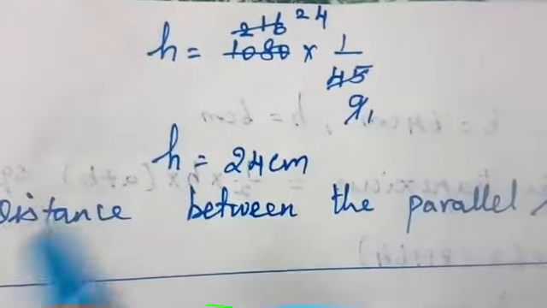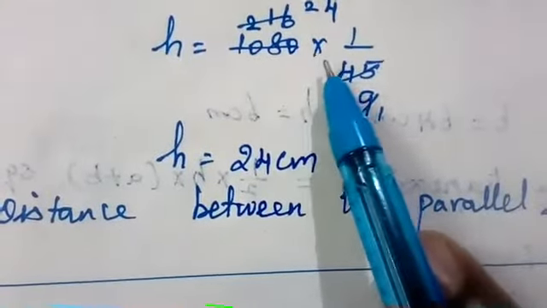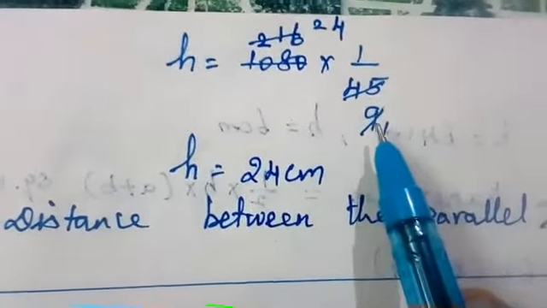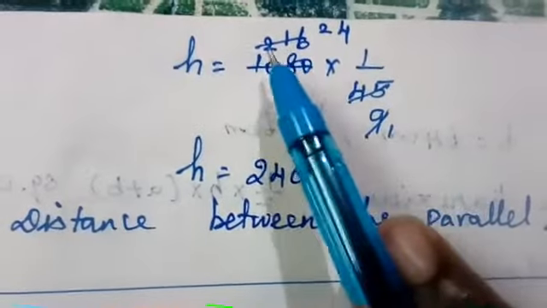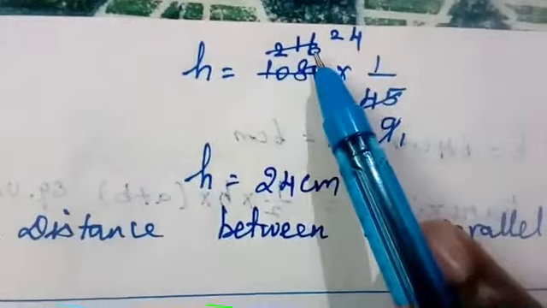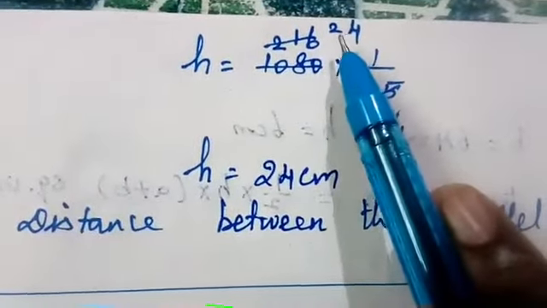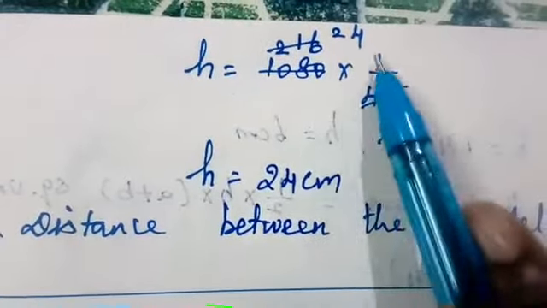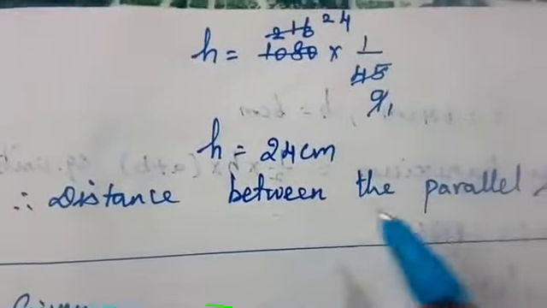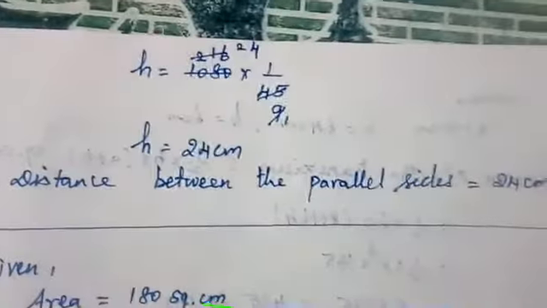Now we want to find the H value. So H is equal to the right hand side value 1080, and 45 transposes to the right hand side, that is 1 by 45. First I use the 5 table, 9 5s are 45. 2 5s are 10, then 1 5 is 5, balance 3, that is 30, 6 5s are 30. Again the 9th table, 1 9 is 9, 2 9s are 18, balance 3, 36, 4 9s are 36. So H is equal to 24 centimeter. Therefore the distance between the parallel sides is equal to 24 centimeter.